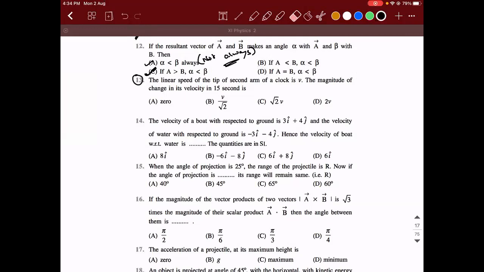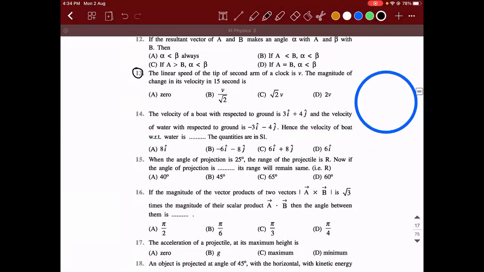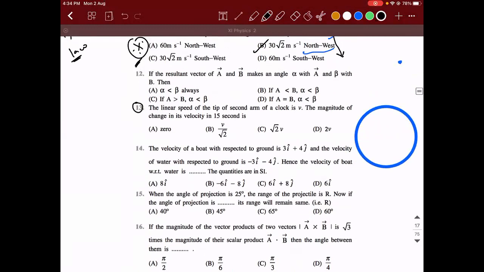Let's see how many of you got it. There is only one step to this. Sir, is it root 2 v? Correct. So how do you get this?